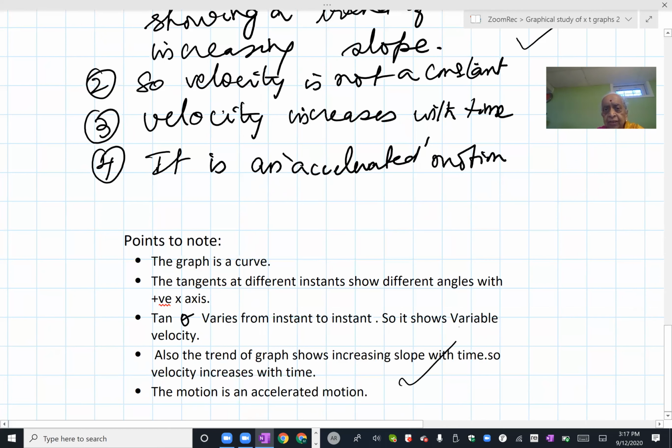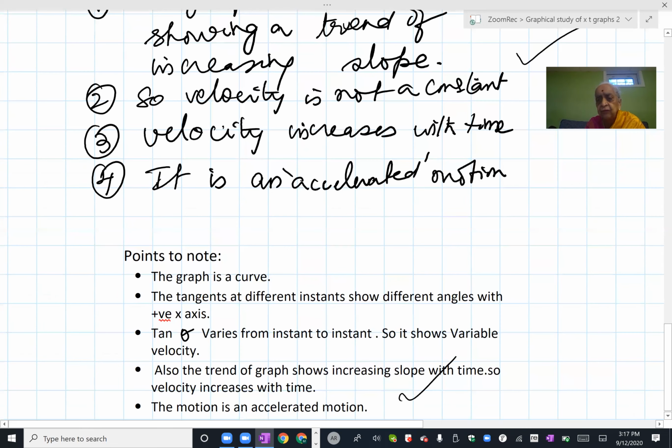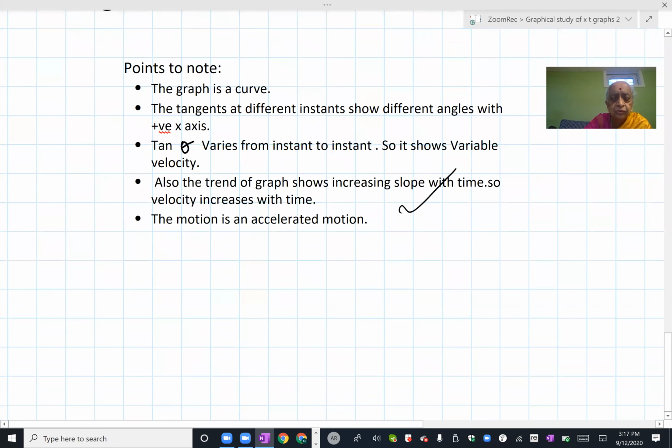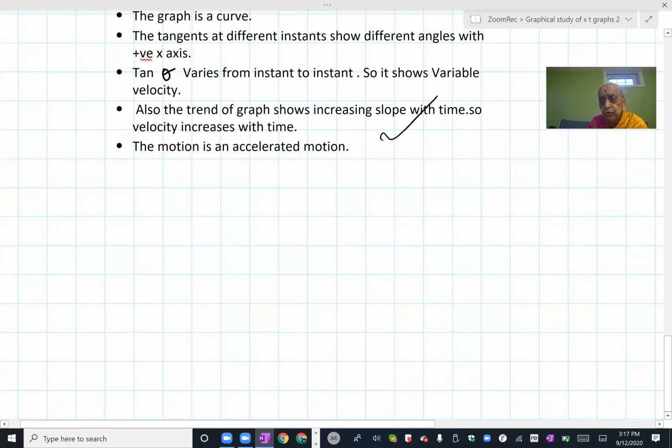Whether it is a uniform acceleration, you cannot comment. Don't be in a hurry saying yes, it's uniform acceleration. It will be uniform acceleration only if the change in velocity is the same in equal intervals of time. That is the thing that you have to know about.